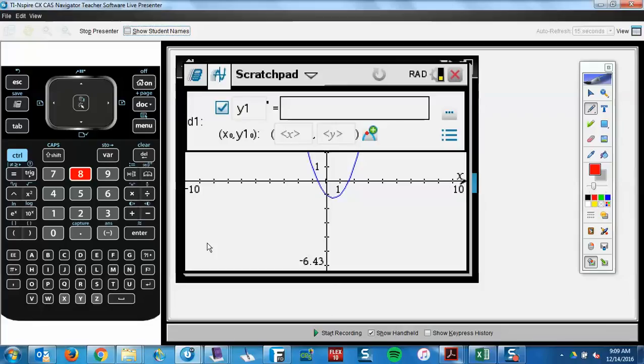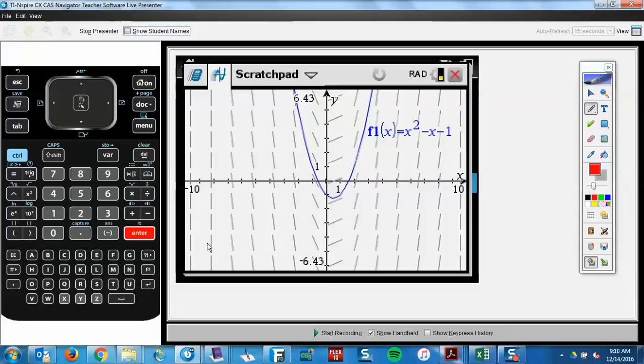So what do we want to put in here for our equation? We can't put 2t minus 1. We have to put 2x minus 1. So for the differential equation, we have to use x again. We also had the initial condition right here, but let's not put that initial condition in yet. So just put 2x minus 1 and hit enter.